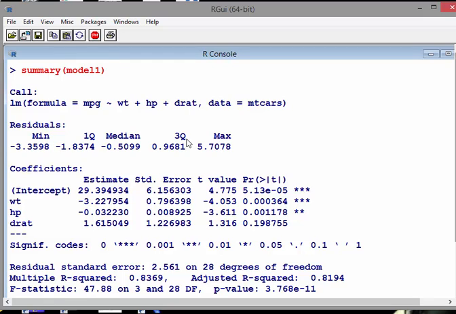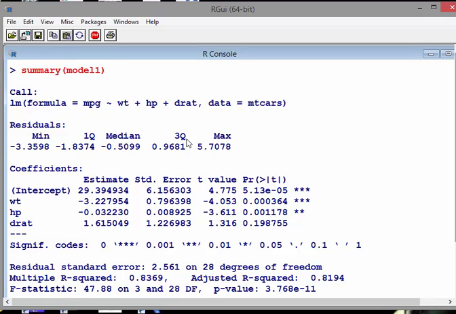Now it seems to be a decent enough model. Down the bottom, we can see that the multiple R squared is 0.8369. Essentially what I wanted to look at here are the estimates: 29.39, minus 3.22, minus 0.0322, and so on, and 1.61. On the other side, we can see the p-values and whether they're significant or not. If there are asterisks or stars beside it, it's significant. So intercept, weight, and horsepower are significant. Drat is not significant.